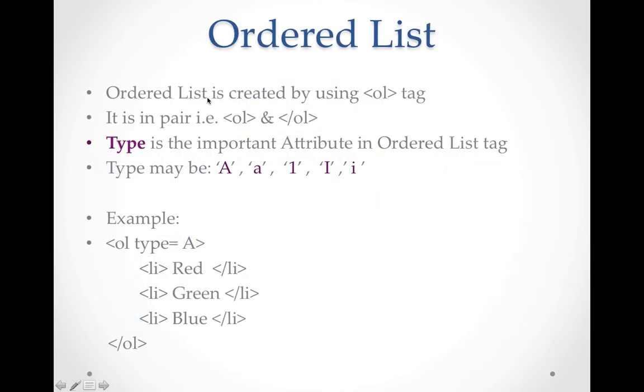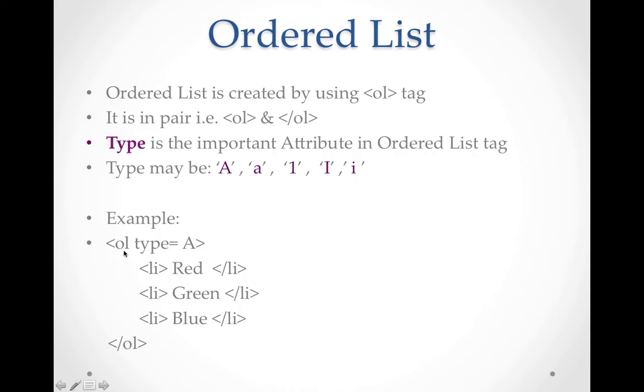Ordered list. Ordered list is created by using the OL tag. It is in a pair, that is OL start tag and end tag. Type is an important attribute in the ordered list tag. What is the meaning of type here? The ordered type may be capital A, small a, numbers, capital Roman numerals and small Roman numerals.